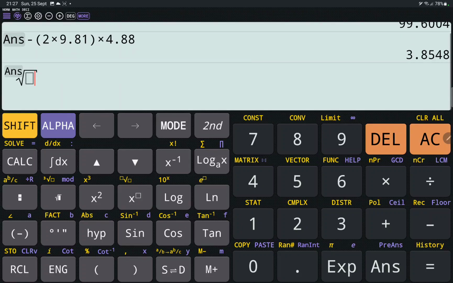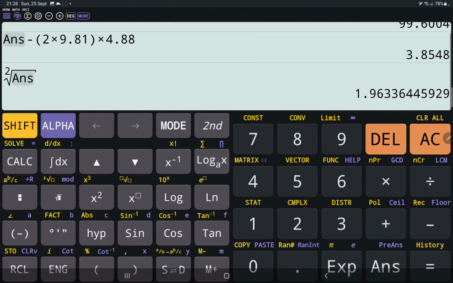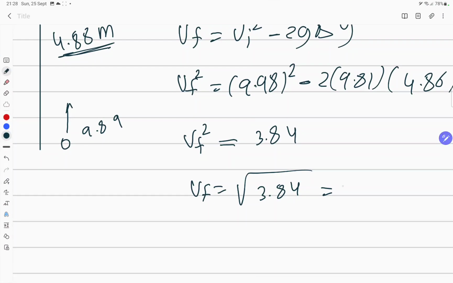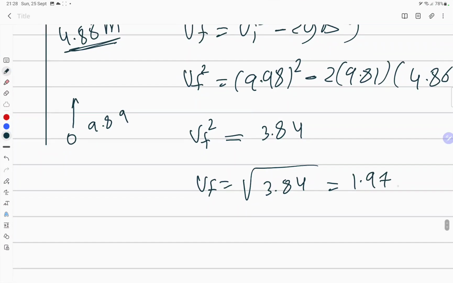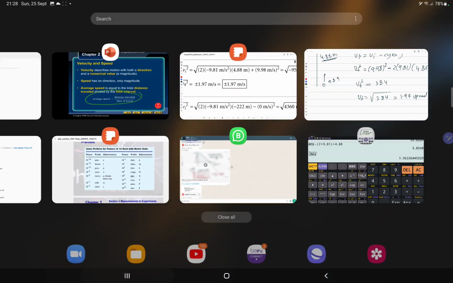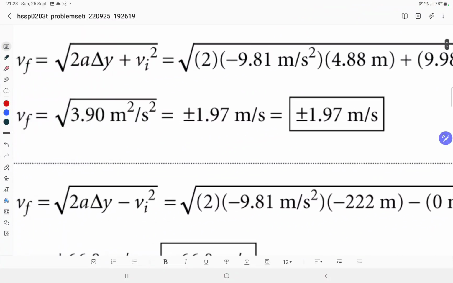This is 2. This is the answer, and yes, 1.97. Yeah, that's the final velocity. So 1.97 upward. It's positive, negative.